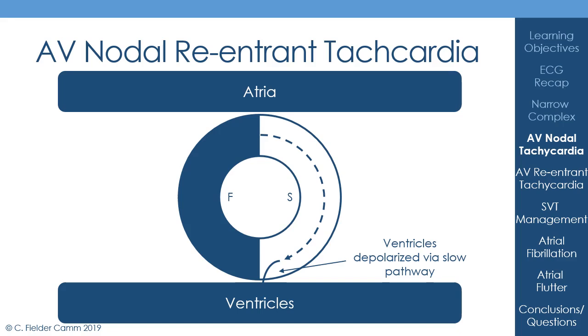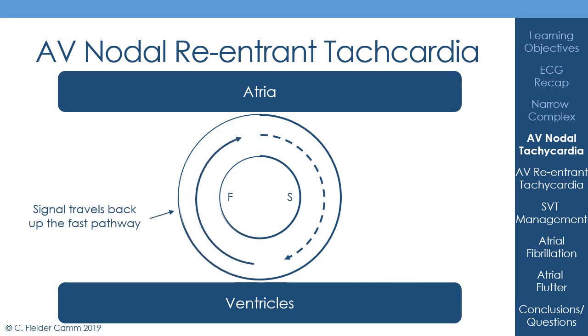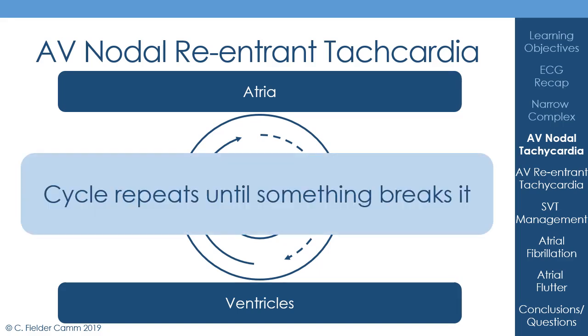By the time it's traveled all the way down this slow pathway, the fast pathway is repolarized again, and so the signal travels back up the fast pathway. And you can see here that this circuit essentially develops within the AV node, and it's just going quite quickly round, and it goes down the slow pathway and up the fast pathway. And it fires off and depolarizes the ventricles and atria as it reaches the bottom and top of the AV node, respectively. And this cycle just repeats until something breaks it. Okay, so it's constantly trying to chase its tail. And so that's how AVNRT works.